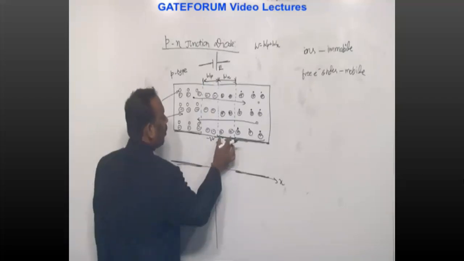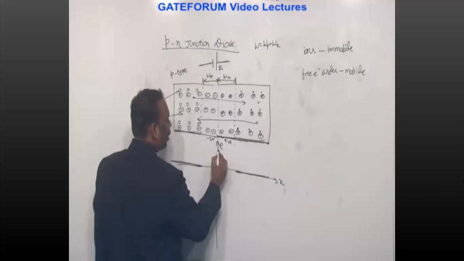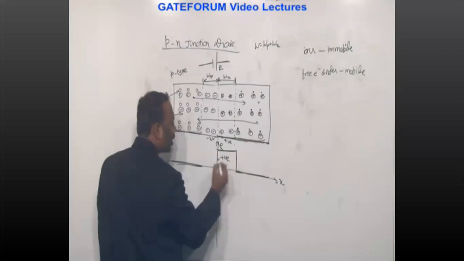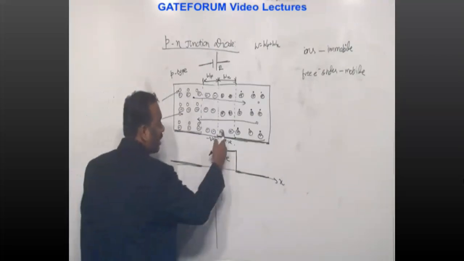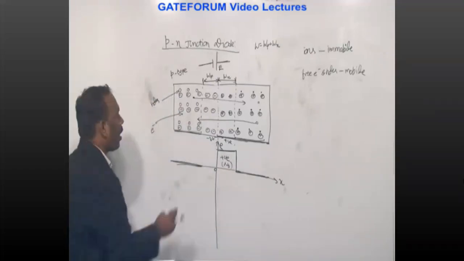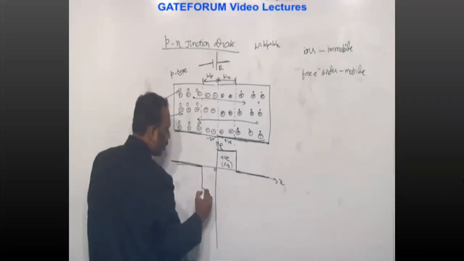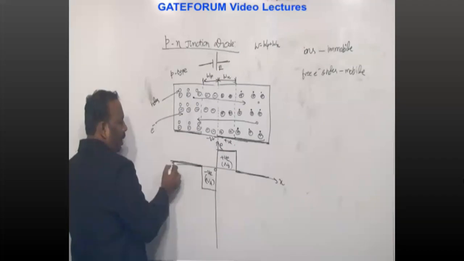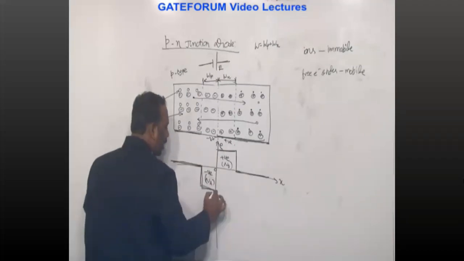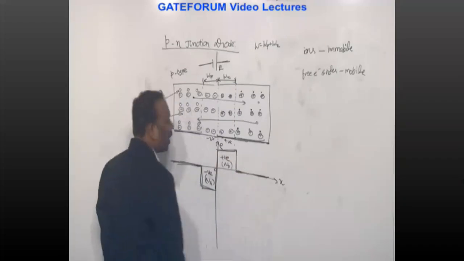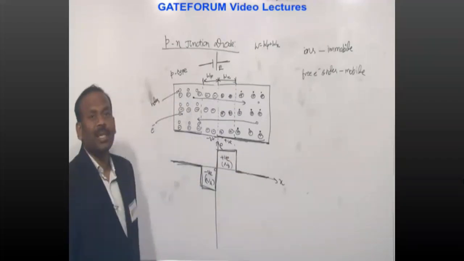Now here we are having a positive charge, like this. It's a positive charge, and what are these ions? Donor ions. Here we are having negative charge. So here neutral, from this portion it is negatively charged, and at the junction it shifts to positive, and here it is neutral. This is called the charge density plot.